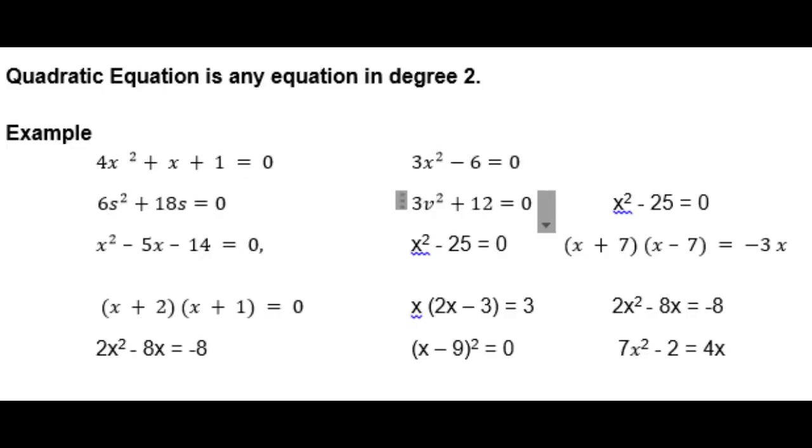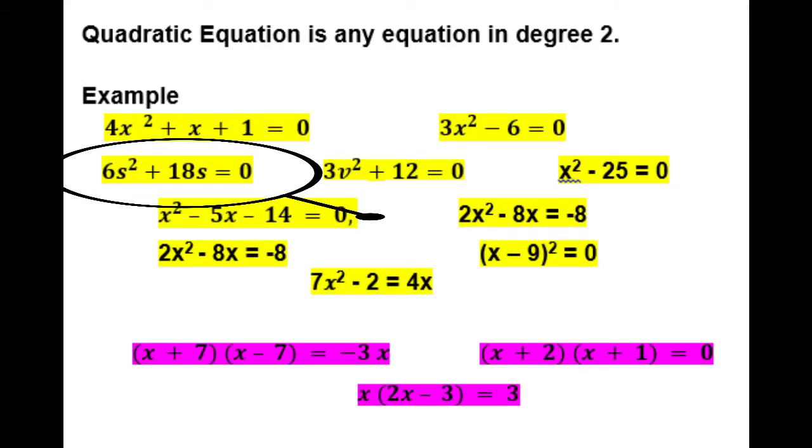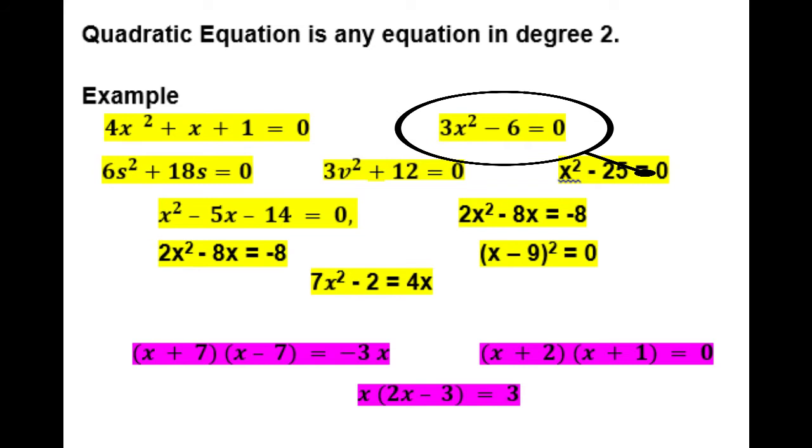Say for example, 4x squared plus x plus 1 is equal to 0; 6s squared plus 18s is equal to 0; x squared minus 5x minus 14 is equal to 0; and 3x squared minus 6 is equal to 0. All these are quadratic equations because the variable x has an exponent of 2. So if there is no exponent 2, it means it is not a quadratic equation.